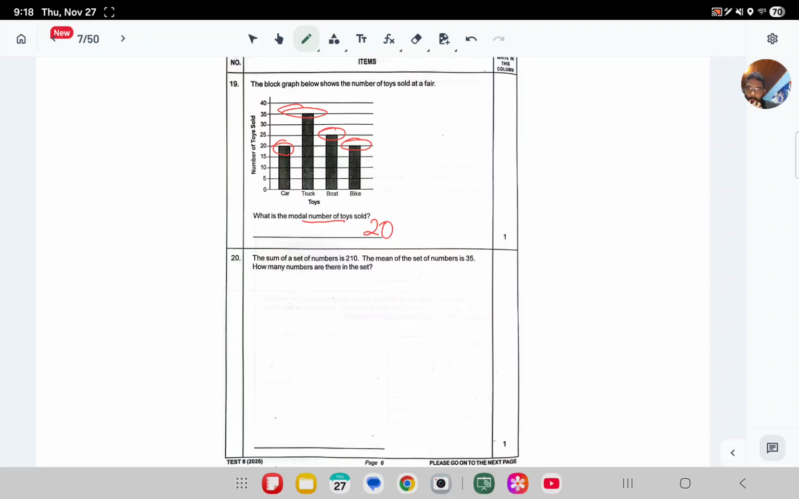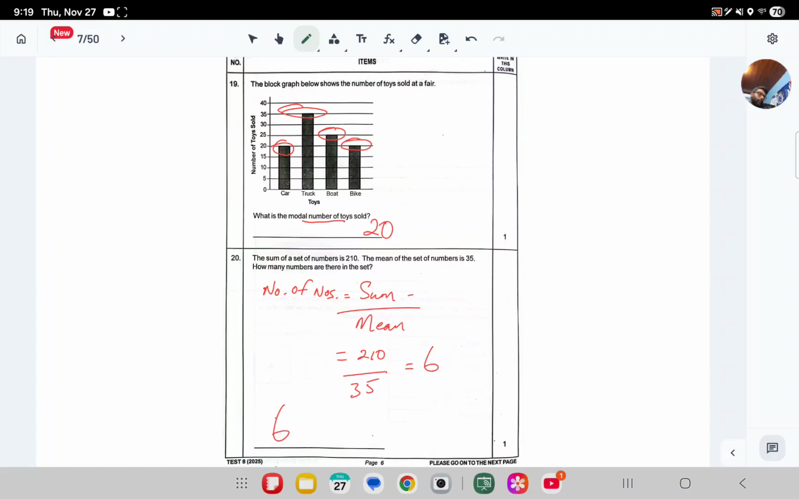The sum of a set of numbers is 210. The mean of the set of numbers is 35. How many numbers are there in this set? So to calculate the number of numbers, it will be the sum divided by the mean. So the sum was 210 divided by the mean, which is 35. And 210 divided by 35 will be 6. So that means there were 6 numbers in this set of numbers.